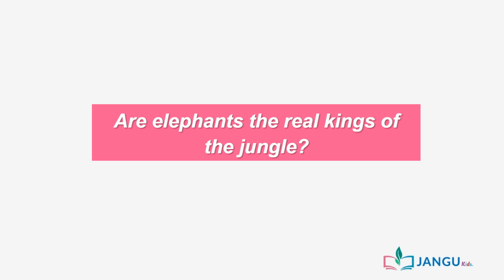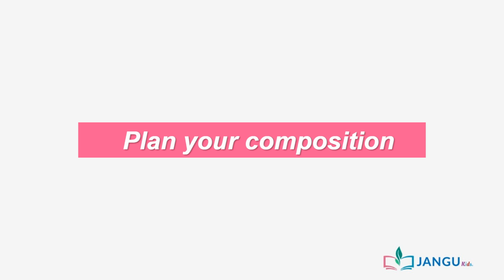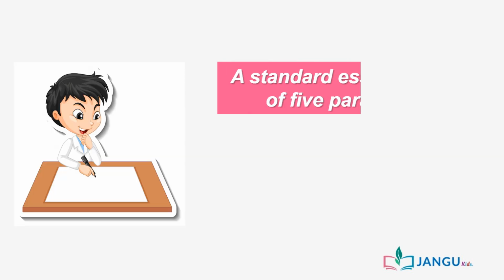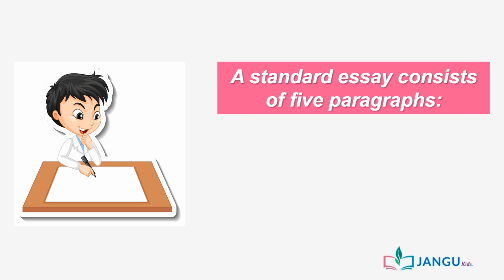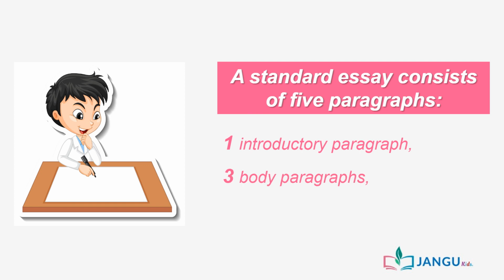After this process, you need to source information. This step is super important because it helps you to plan what each paragraph of your composition will be about. Next, plan your composition. What does a composition plan consist of? A standard essay consists of 5 paragraphs, 1 introductory paragraph, 3 body paragraphs, and 1 conclusion paragraph.